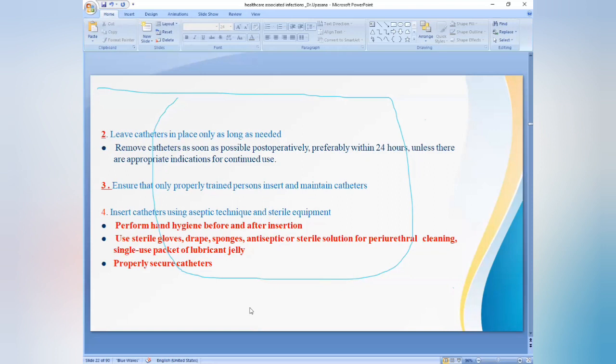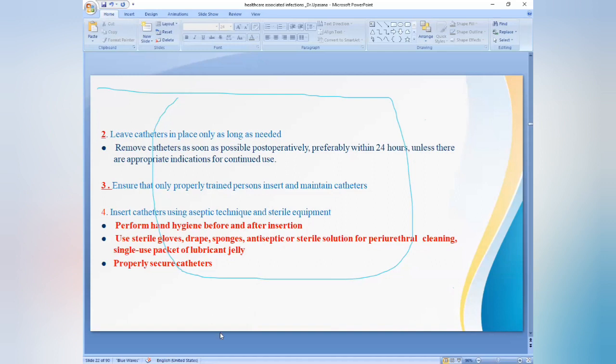And please ensure that only trained staff are inserting and maintaining the cleaning and hygiene of the catheter. And insert the catheter using aseptic technique. What are the aseptic techniques? The primary being hand hygiene before and after insertion. Use sterile gloves, proper drapes and sponges, antiseptic or sterile solutions for periurethral cleaning, and a single-use packet of lubricant jelly should be considered. And properly secure the catheter. It has to be adhered well.